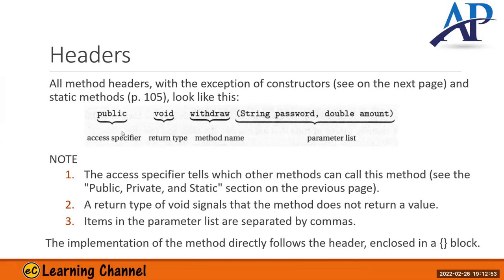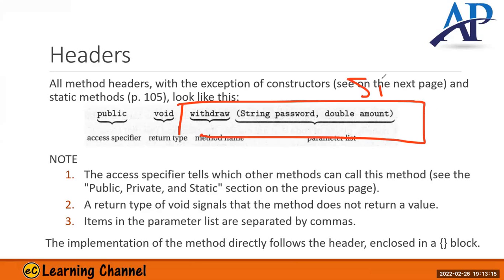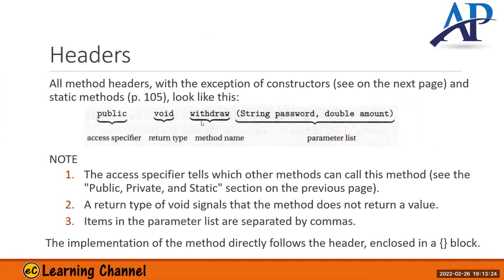The method may have a visibility specifier: public, private, or default. And you may have a return type. Return type is what type of data you will return. And then you may have a method name and parameter list. Remember that the method name and the parameter list, we call it the method signature. So we use the method name and the parameter list to determine whether they are the same function or not.